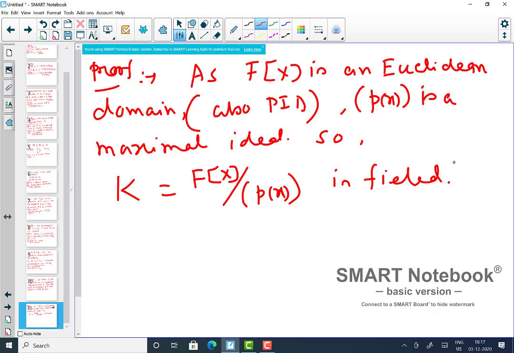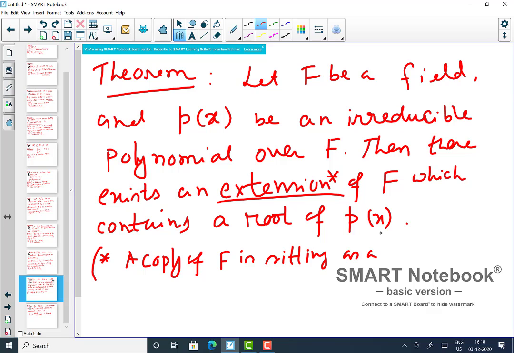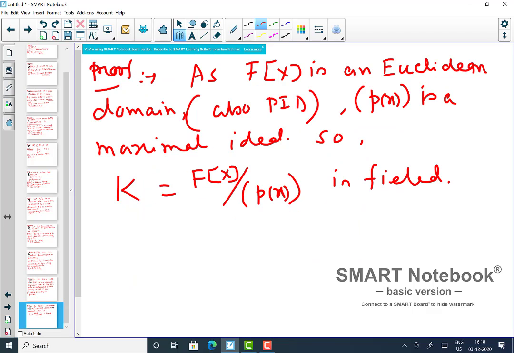Now obviously you can ask: when I'm saying extension, I mean to say that a copy of F is sitting as a subfield. Okay, this is a subfield. Can I show that there is a copy which is a subfield of this? So if I can find out that F is embedded inside K, then I am done, right?